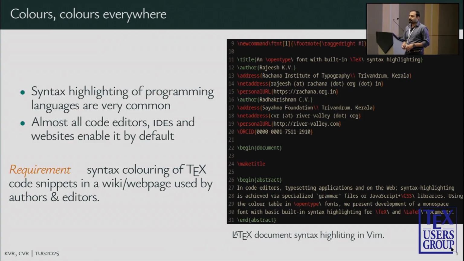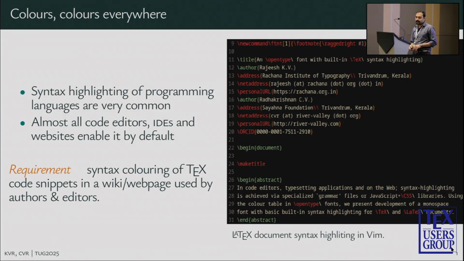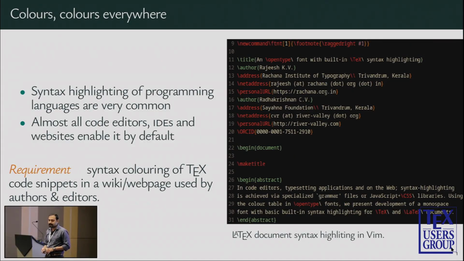And this is usually nowadays enabled by default. Sometimes it helps with readability. For example, if I quickly want to look at the beginning and ending of the abstract, that's really highlighted here in the editor of my choice, Vim. That's a LaTeX document that's highlighted. And you can see that even certain control sequences are colored differently, such as the author and title, which are colored differently from the address, make title, etc.